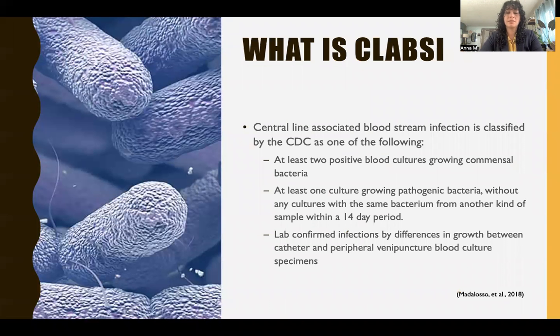What is CLABSI? Central line associated bloodstream infection is classified by the CDC as one of the following: at least 2 positive blood cultures growing commensal bacteria, or at least 1 culture growing pathogenic bacteria without any cultures with the same bacterium from another kind of sample within a 14-day period. Lastly, it could be a lab-confirmed infection by differences in growth between catheter-pulled labs and peripheral venipuncture-pulled blood culture samples.